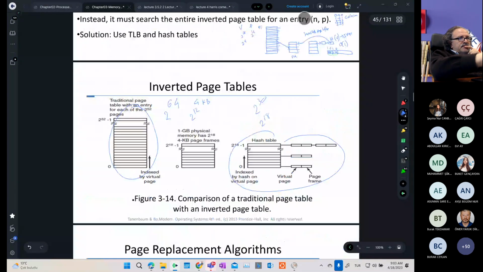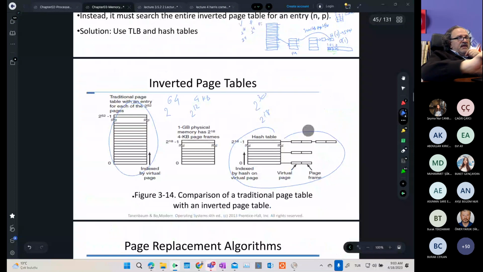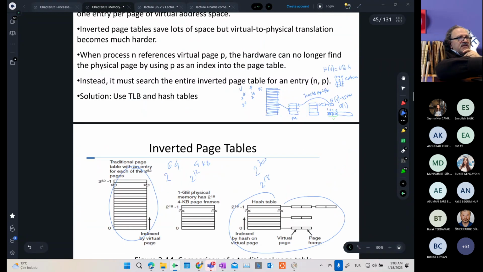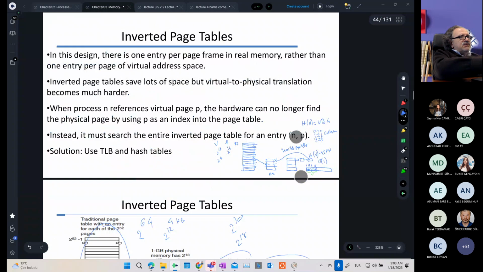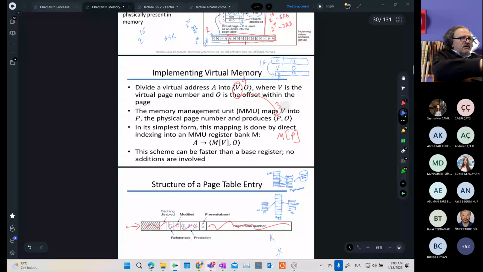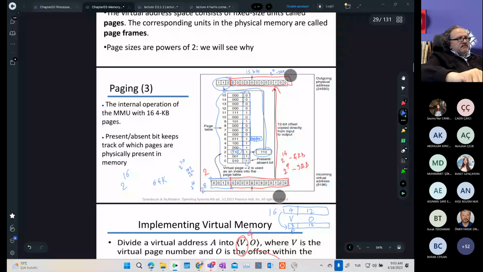Okay. Good. Any questions so far? Any questions? Sir, can you give an example with the numbers on the pages? I didn't quite understand how the inverted one works. Well, I think I did this one. Okay, let's do this in our trusty old example here.